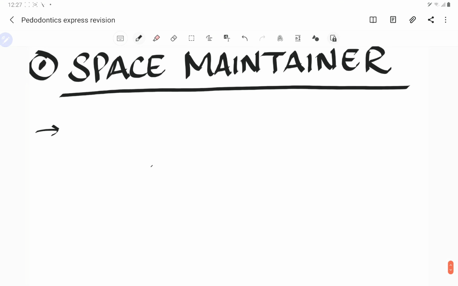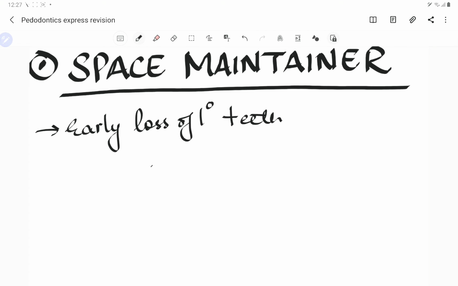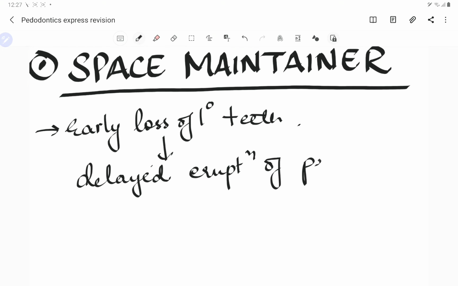there is no space. So what we have to do is make the space. Early loss of primary teeth usually leads to delayed eruption, because all these teeth get drifted mesially. So the tooth which is supposed to erupt does not erupt in the eruption sequence. So, delayed eruption of the permanent teeth. Now let me give you an example to understand this line.